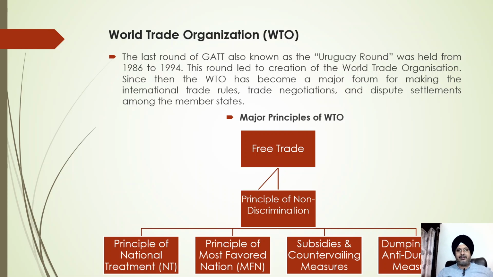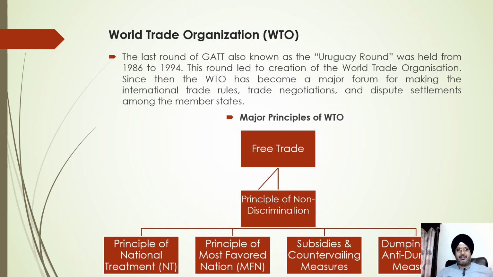WTO is a multilateral system where the various countries of the world are the members of the WTO, and it has different kinds of structures. One of the robust structures is the dispute settlement body of the WTO, which is also known as the jewel in the crown of the WTO.